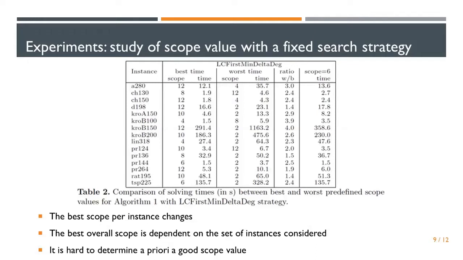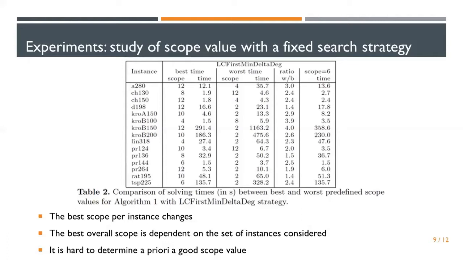We also notice that a very small scope is often a very bad idea. If we knew before the solving of an instance the best possible scope value for its solving, we would gain the factors described in the ratio column compared to the worst scope value, that is a factor of 2 or even 3.